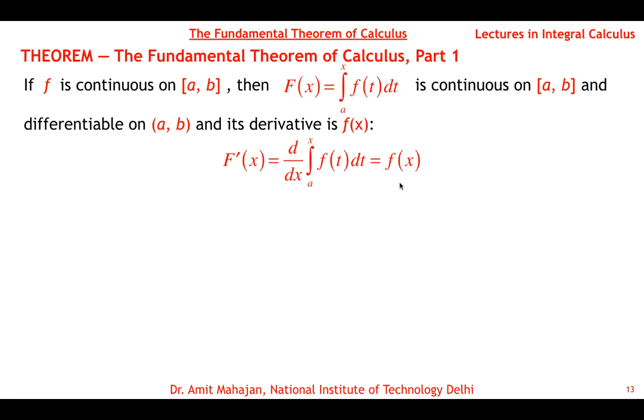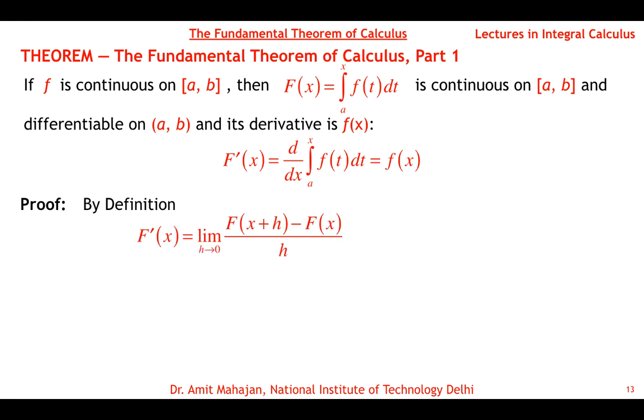This theorem makes sure that there is an antiderivative F(x), the existence of this function F(x), such that its derivative is the small f function. To prove this result, we know by the definition of limit that the derivative of any function is the limit as h tends to 0 of (F(x plus h) minus F(x)) over h, where x and x plus h are any two points in the interior of this [a, b] interval.